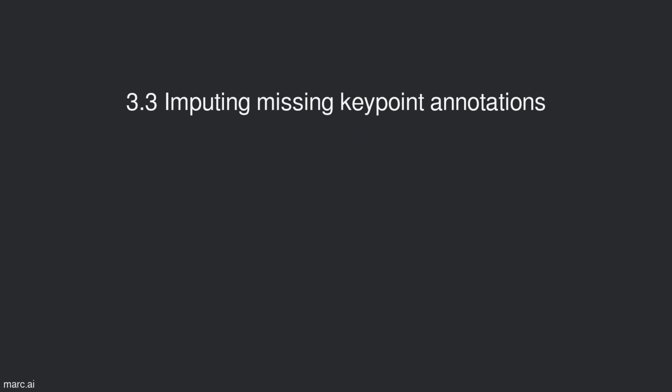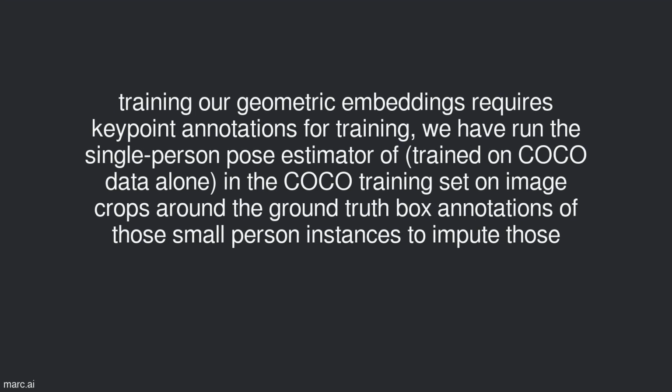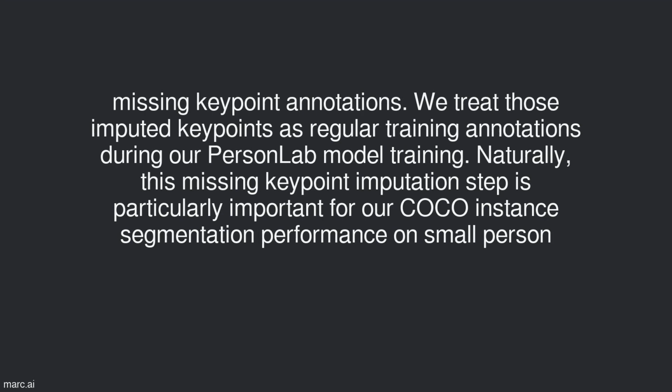3.3 Imputing missing keypoint annotations. The standard COCO dataset does not contain keypoint annotations in the training set for the small person instances, and ignores them during model evaluation. However, it contains segmentation annotations and evaluates mask predictions for those small instances. Since training our geometric embeddings requires keypoint annotations, we have run the single-person pose estimator trained on COCO data alone in the COCO training set on image crops around the ground truth box annotations of those small person instances to impute those missing keypoint annotations.